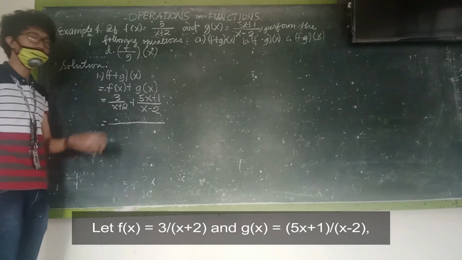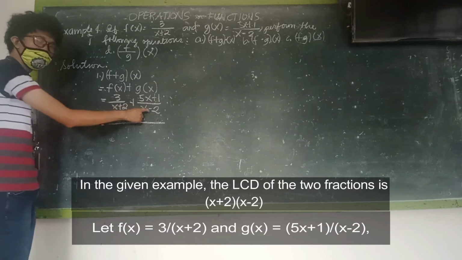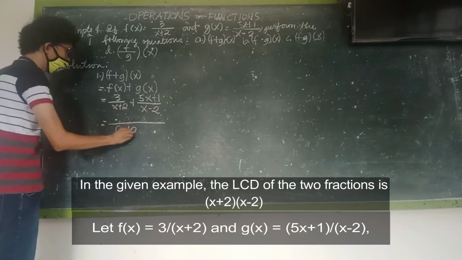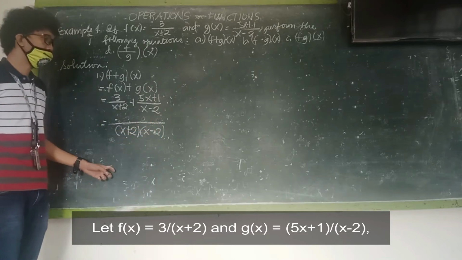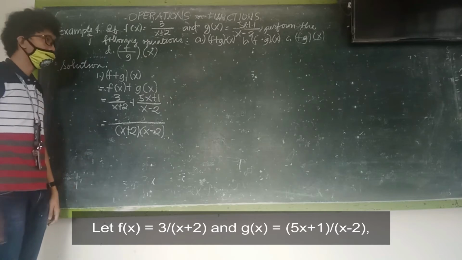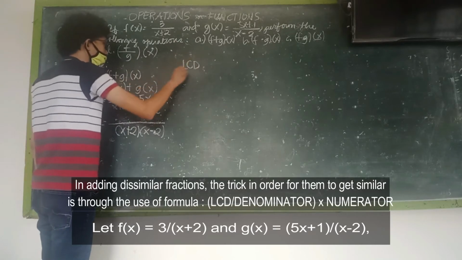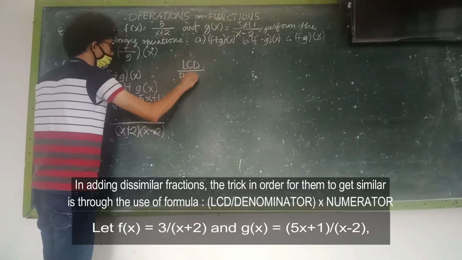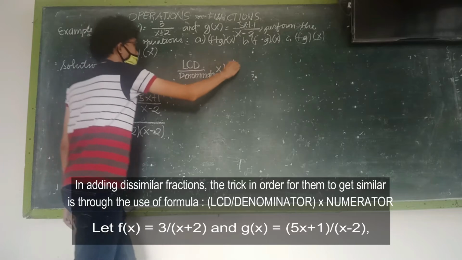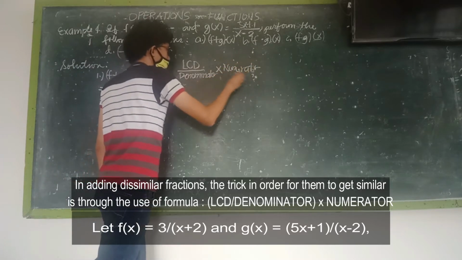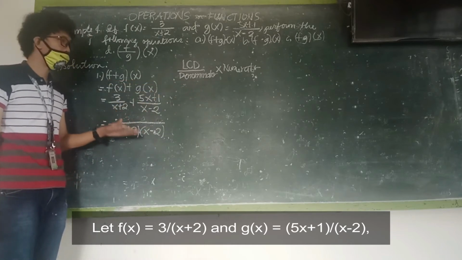Tatandaan natin, prime polynomials sila. Ibig sabihin, ang factors lang nila ay 1 and itself. So, dalawa sila sa magiging x plus 2 times x minus 2. We will perform the trick in adding dissimilar fractions. We have the LCD divided by the denominator multiplied by the numerator. So ito ang gagamitin na trick natin para ma-solve itong rational expressions na to.